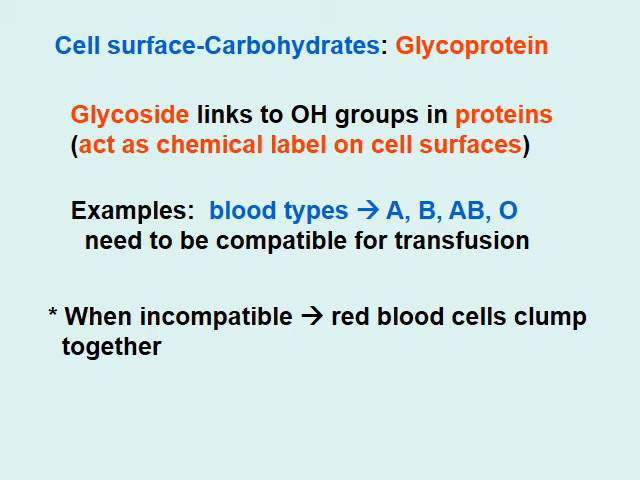Now cell surface carbohydrates called glycoprotein. Now glycoside links to OH groups in proteins are seen in this kind of compounds. Like blood types, we know about blood types A, B, AB, O. And we would try to give you a background of these blood types and which bloods are compatible. Now, during transfusion, doctors will have to be careful about it.